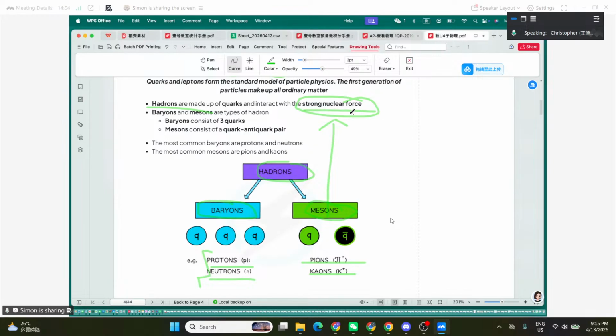If there are two charges, like the lepton, the negative electron and another electron, because there are two negative charges, there's a repelling force. The repelling force we call the weak nuclear force. Understand? The weak nuclear force.